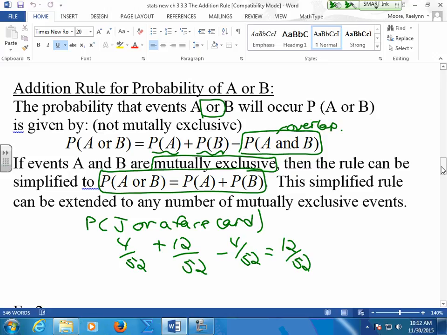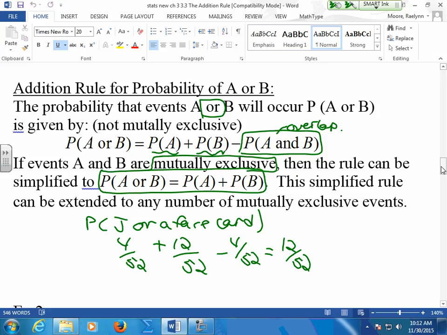The problem is this. If I laid out your deck of cards, and I said pick a jack or a face card, you would pick all your face cards, right? Because don't they contain your jacks? 12 face cards. Aren't your 4 jacks sitting right in there? So there's only 12 total things that you could get.